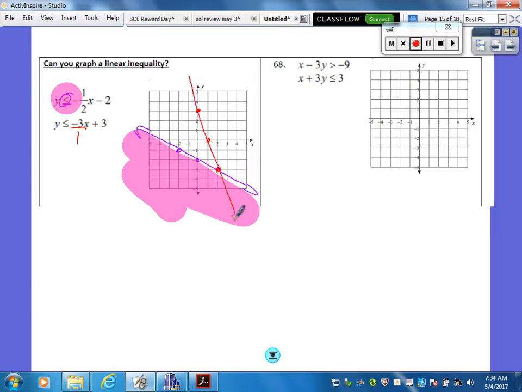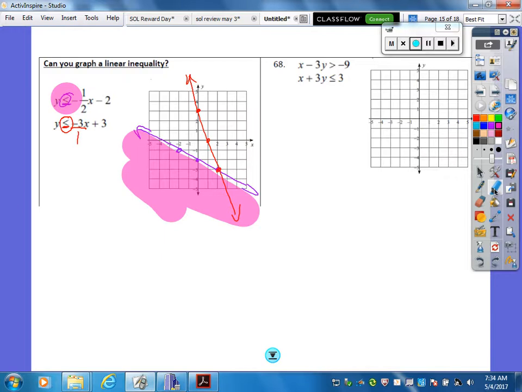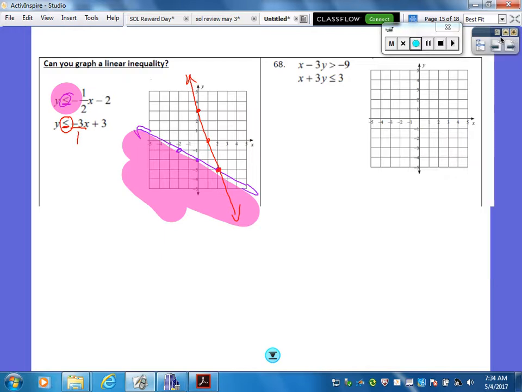And it's going to be a solid line again, because we've got the or equal to, and it also says less than. So let me grab my highlighter here. It says less than, so at my y-intercept, I need to go below the line. So below the line would be this direction.